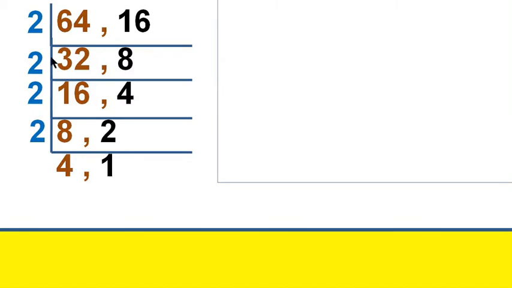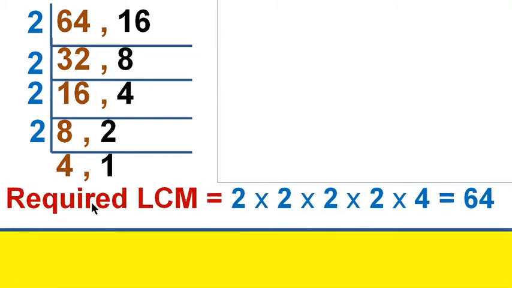So we will multiply all the 2's here and 4. So our required LCM, or lowest common multiple, will be 2 multiplied by 2 multiplied by 2 multiplied by 2 and multiplied by 4. And if we multiply all these, we will get 64. And here 64 is our LCM. This is our traditional method, and this method is also an exact, accurate method.